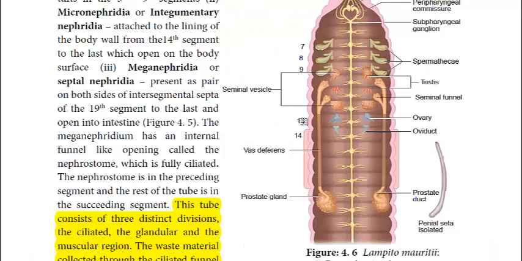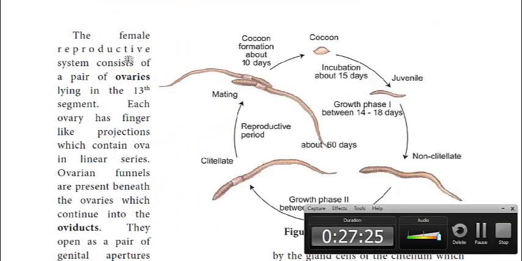You can see here 13 segment, 14 segment. You can see in the 13 segment, a pair of ovary. ஒரே ஒரு pair தான். ரெண்டே ரெண்டு, இந்த பக்கம் ஒன்று, அந்த பக்கம் ஒன்று, left side ஒன்று, right side ஒன்று. And you can see the oviduct and it is opening in the 14. Yes. Now the female reproductive system consists of a pair of ovaries lying in the 13 segment only, and each ovary has a finger-like projection which contains ova in linear series. Straight line. Okay. Ovarian funnels are present beneath the ovaries which continue into oviducts.